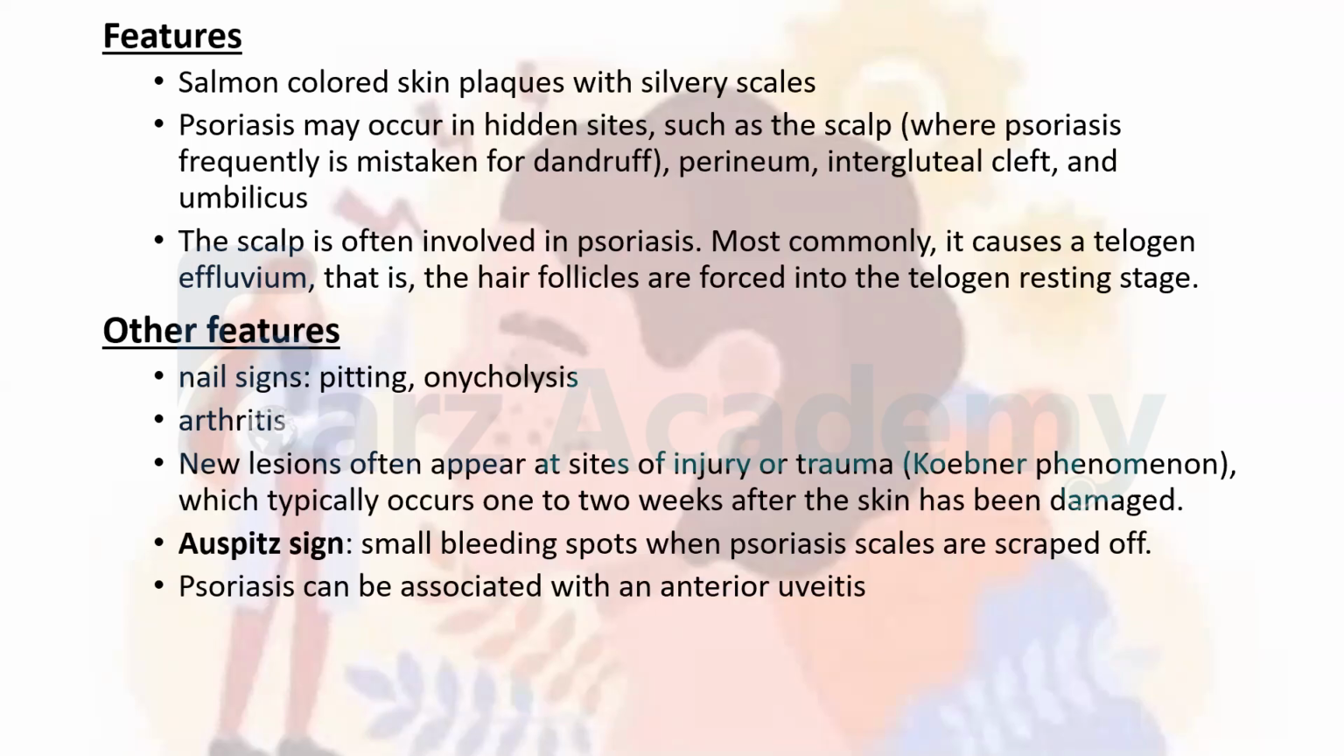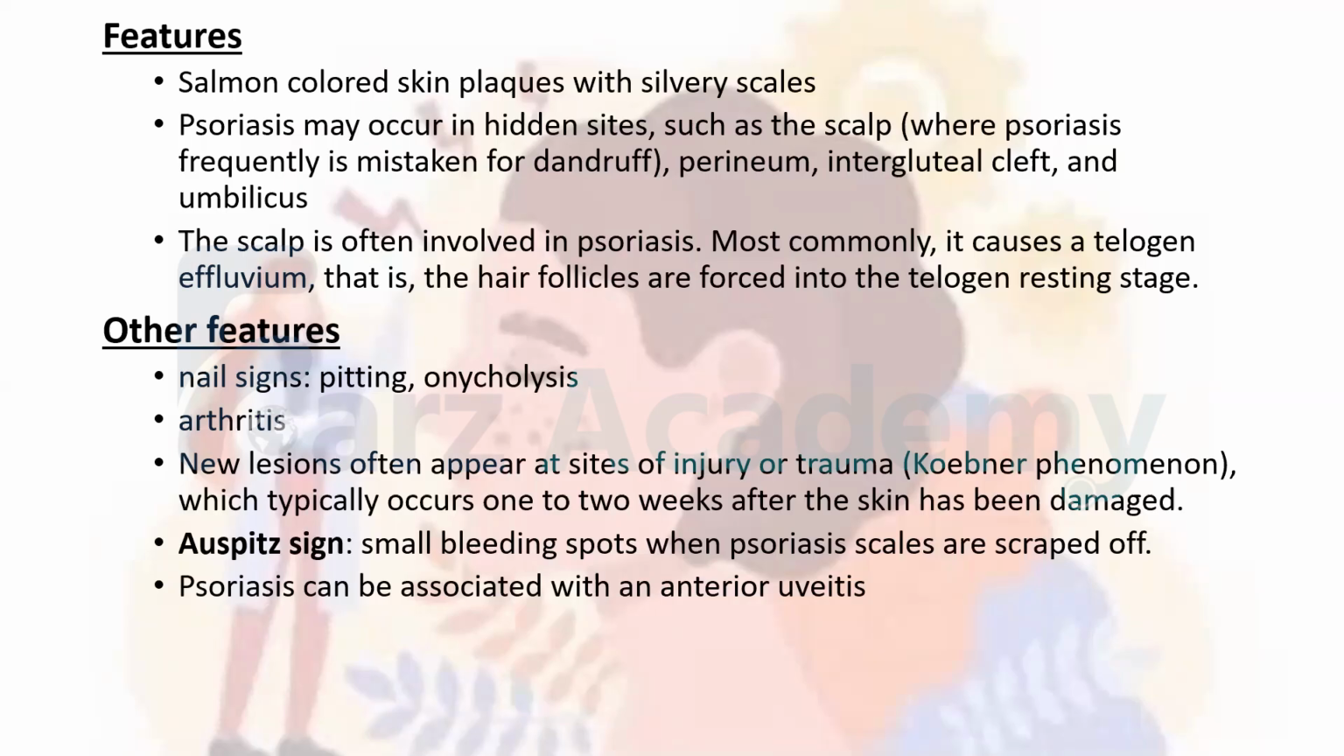Most commonly, it causes telogen effluvium. That is, the hair follicles are forced into a telogen resting state. As we've discussed earlier, this is a temporary stage where the lesion can be resolved with the control of the psoriasis. Okay, so what are the other features that you can see in psoriasis? Nail involvement can be there, leading to pitting of the nails and onycholysis. They can also have joint involvement, leading to psoriatic arthritis.